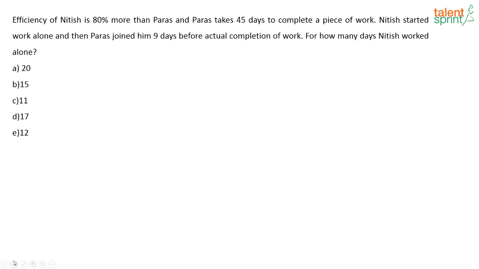How will you approach this question? What is given? Efficiency of Nitish is 80% more than Paras, and Paras takes 45 days to complete a piece of work. Nitin started work alone and then Paras joined him 9 days before the actual completion of the work. For how many days Nitin worked alone?